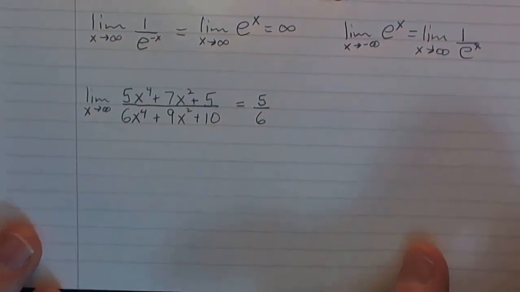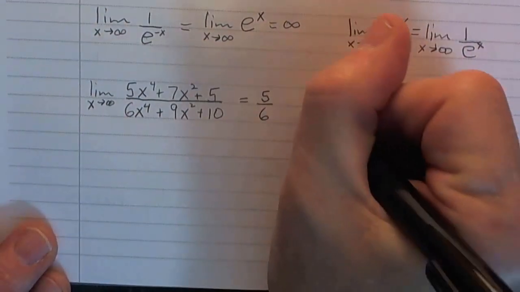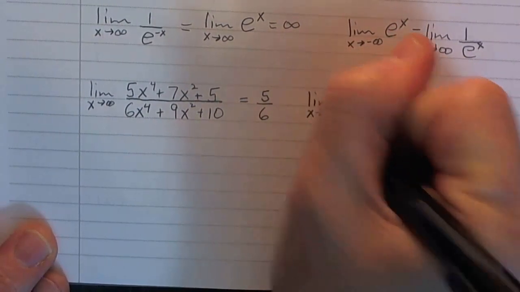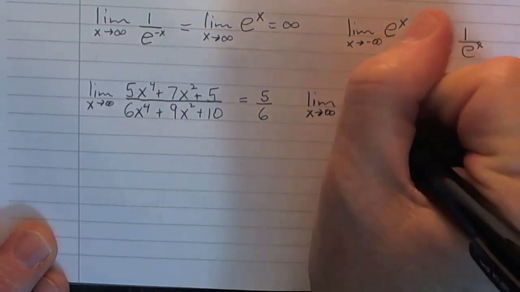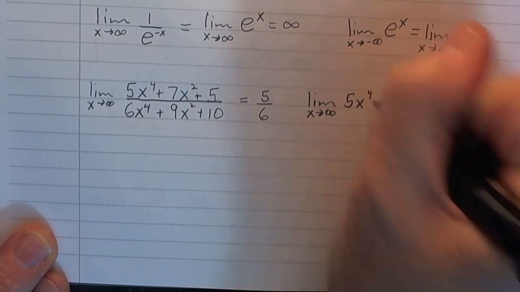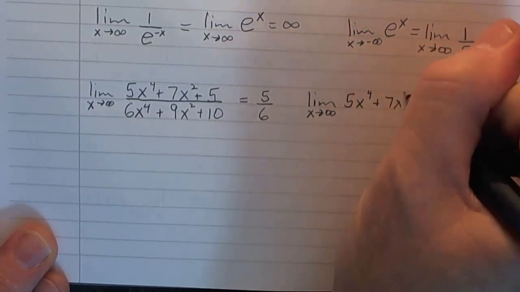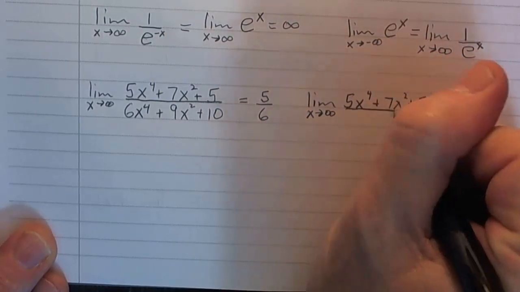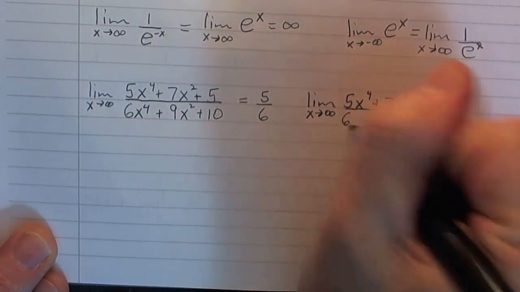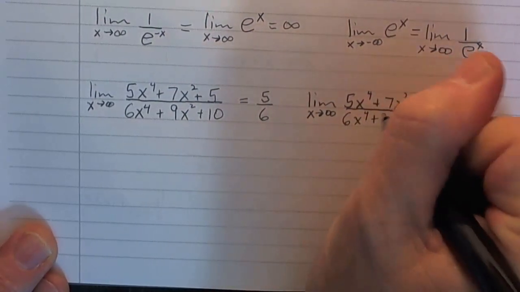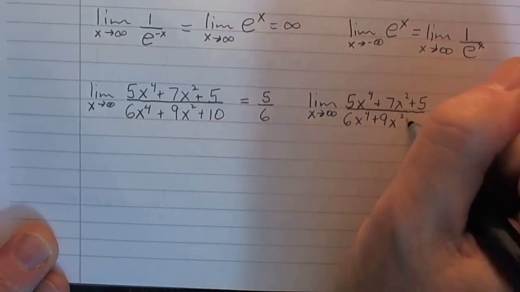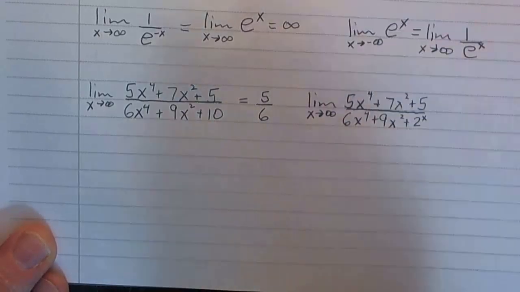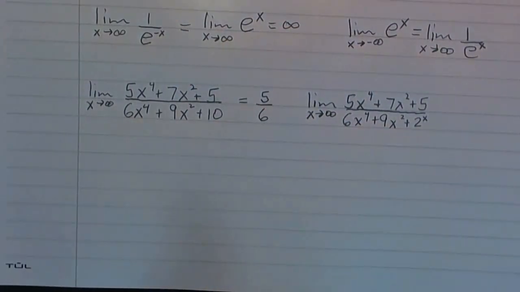Now let me modify this a bit because we want to remember we have to be careful. So let's suppose I've got this same thing, 5x to the fourth plus 7x squared plus 5. And down here basically the same thing. I've got 6x to the fourth plus 9x squared plus, let's say, 2 to the x.